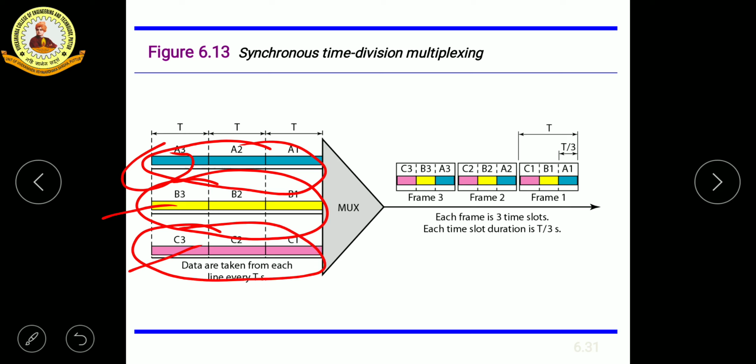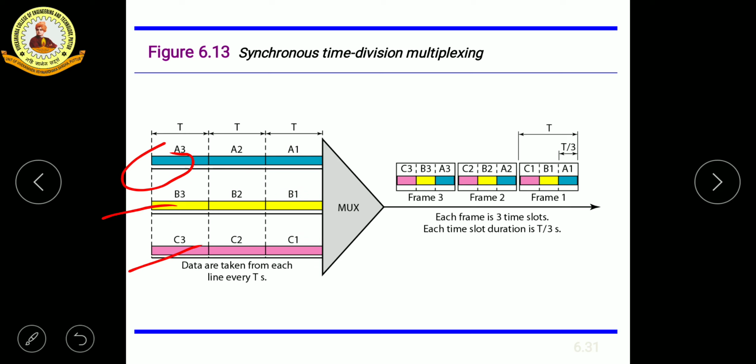What we have done here, we have cut down that data into smaller units. This is one unit, this is a second unit, and this is a third unit, like that.